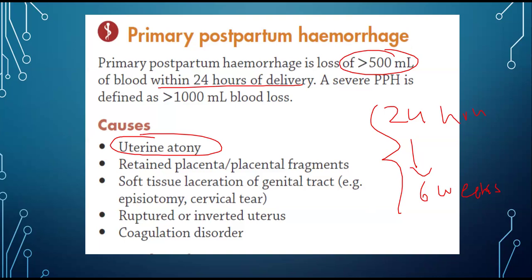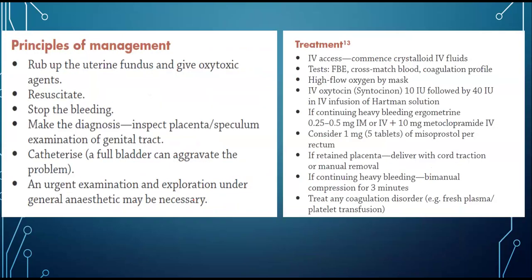So soft, lax uterus after delivery is what we call uterine atony. And that's one of the causes of primary PPH. Other causes are retained products of placenta, laceration of the genital tract like perineal tear, episiotomy wound bleeding, vaginal tear, cervical tear, rupture or inverted uterus, or coagulation disorder. So this can be all the causes of PPH.